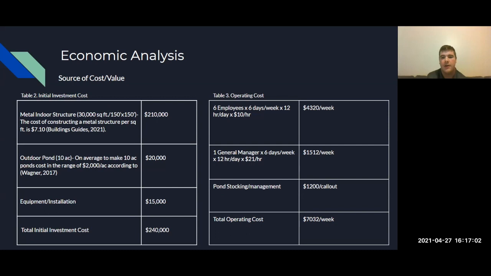And for the operating costs, we found that for the employees, it will cost around $4,320 a week. The general manager will cost approximately $1,512 a week, and the stocking management service will be $12,000 per call out, leading to a total operating cost of $7,032 per week.